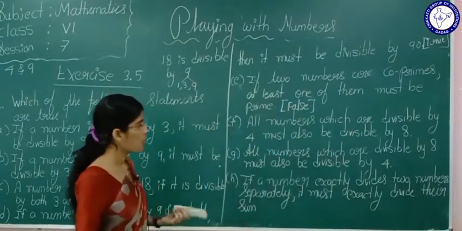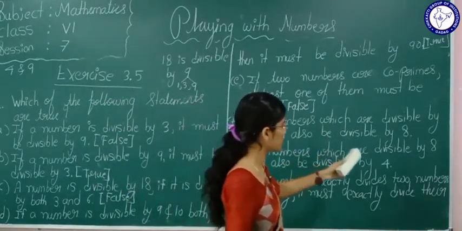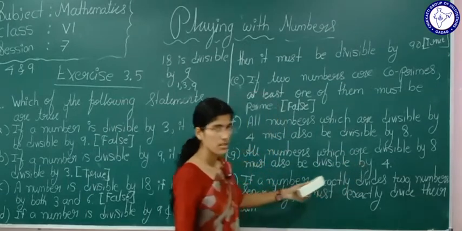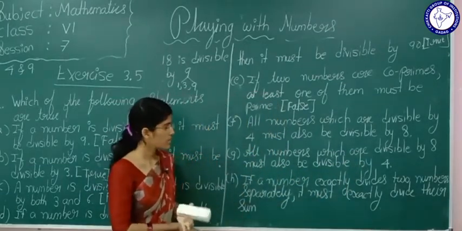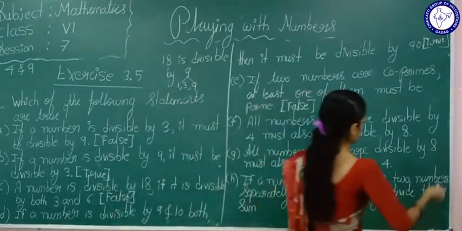F. All numbers which are divisible by 4 must also be divisible by 8. Is it true? All numbers which are divisible by 4 must also be divisible by 8? No, this is false.